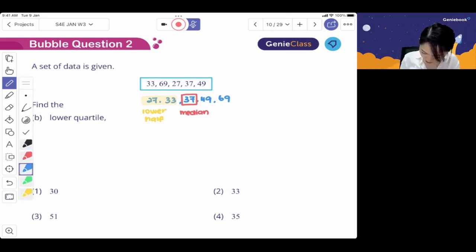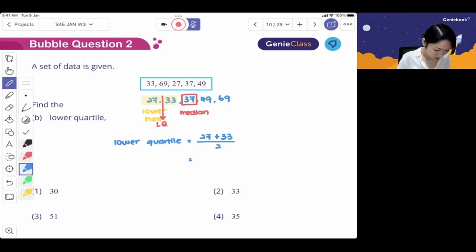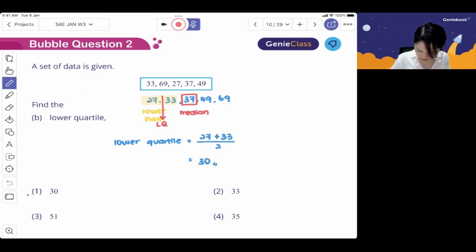So that lower quartile will actually be equal to 27 plus 33 over 2. Remember, we need to find the average of two values. So this position is our lower quartile. Is this clear to everyone? That is how we get the value 30. Does anyone have any questions? Please feel free to let me know.